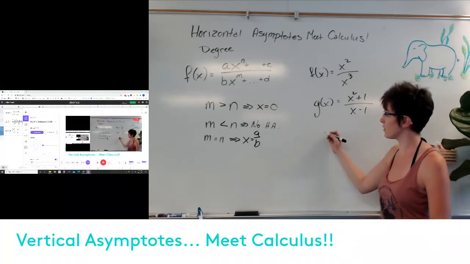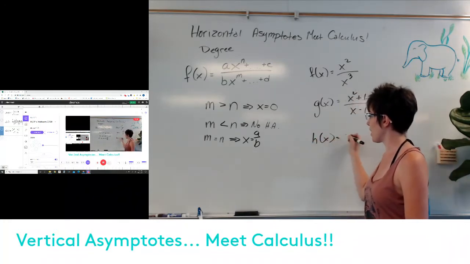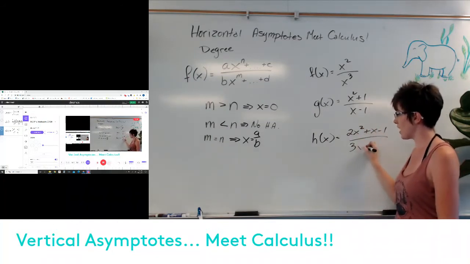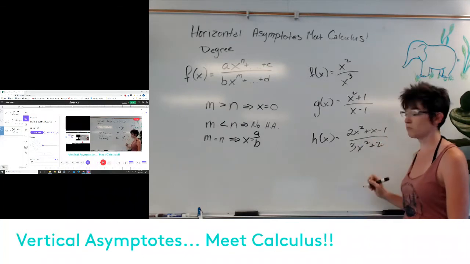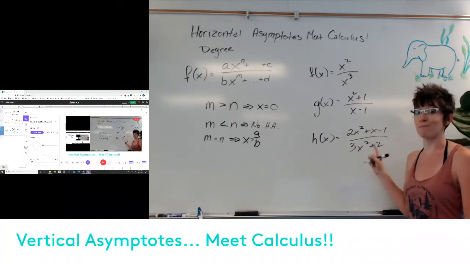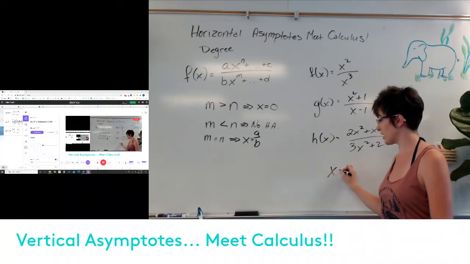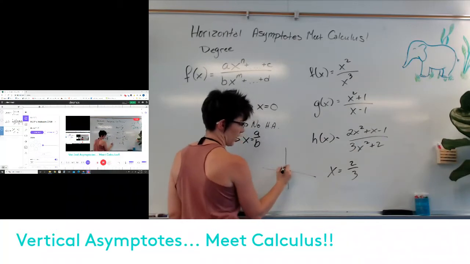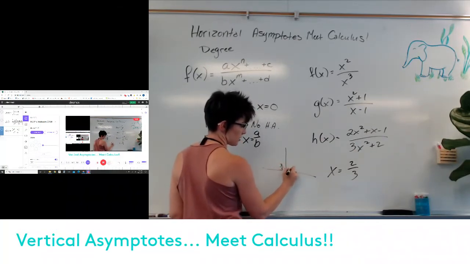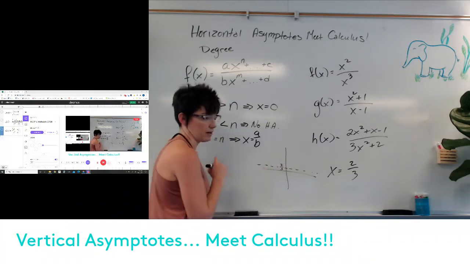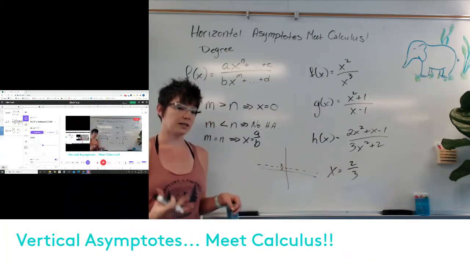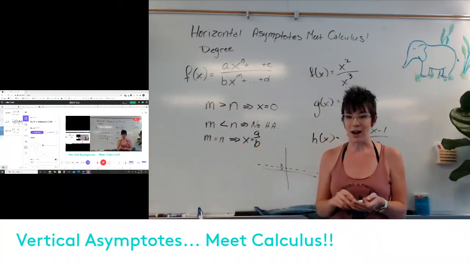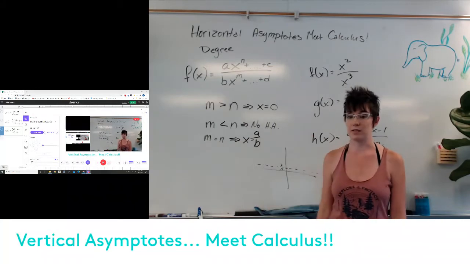The last one would be if they were the same. So a situation where that might occur is like 2x squared plus x minus 1 all over 3x squared plus 2. The degree of the top and bottom are both 2, and so that means my horizontal asymptote is at the value 2/3, and on a graph that would be something like, right, 2/3, and my horizontal asymptote would happen right there. Okay, I know this has been a pretty in-depth review of horizontal asymptotes, but I always tend to forget those little facts. So I appreciate just taking the time and thinking about those again.